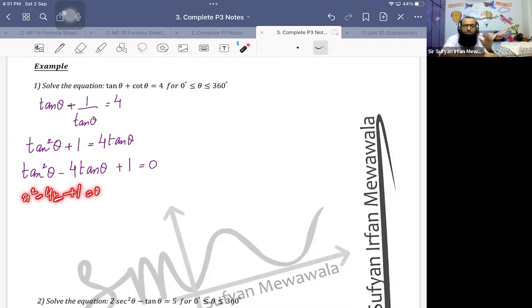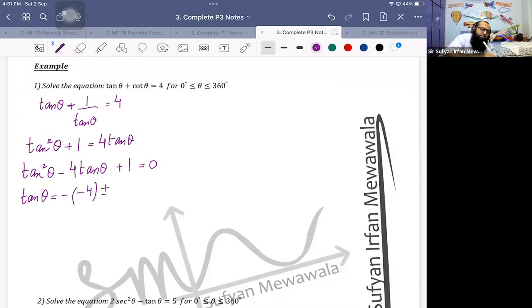x equals minus b plus minus root of b squared minus 4ac upon 2a. But over here, it's tan theta. In place of x, there is tan theta. So tan theta is equal to minus b, so minus of minus 4, plus minus square root of b squared minus 4ac. The coefficient of tan squared theta will be 1, which is a, and c is 1, divided by 2 times a, and a is 1. So now from here, we are going to get tan theta.